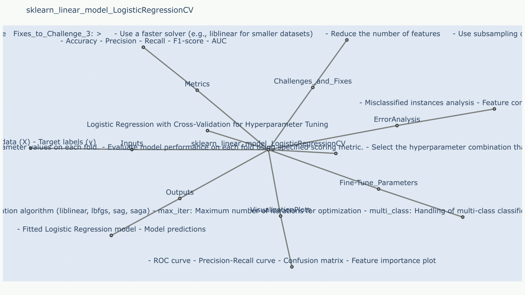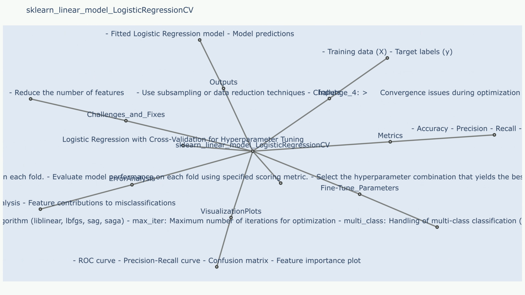Metrics. Accuracy. This metric measures the proportion of correctly classified data points. It's calculated as the number of correctly classified instances divided by the total number of instances. Precision. This metric measures the proportion of correctly classified positive instances among all instances predicted as positive. It's calculated as the number of true positives divided by the sum of true positives and false positives.